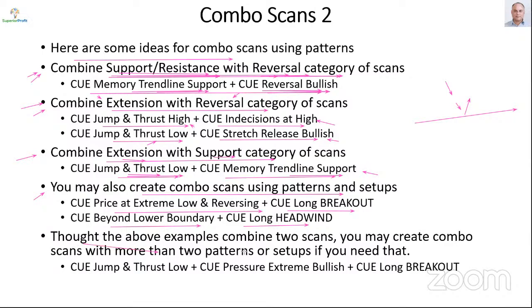Though the above examples combine two scans, you may create combo scans with more than two patterns or setups if you need that, like jump and thrust low, recovery is likely, then extreme pressure bullish, buyers came in heavily, maybe due to some news, and then a long breakout. So you are able to create combo scans with more than two patterns and/or trade setups. Usually you will have only one trade setup in a combo scan and then one or more patterns.